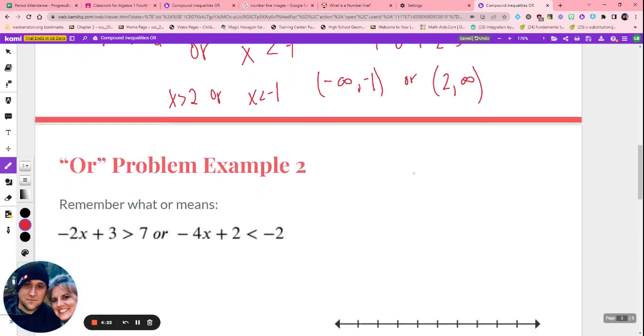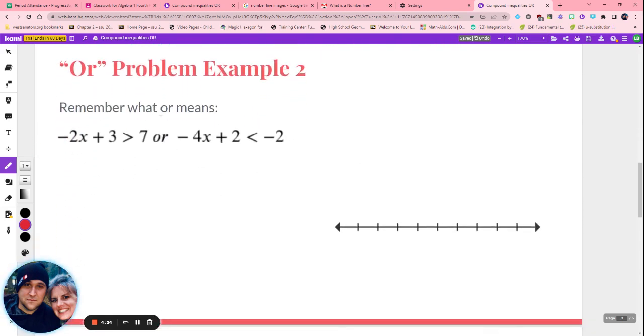All right, let's try another example. Again, continue to think about what the word or means. We want all of this or all of this. So again, subtract 3 from both sides. -2x is greater than, if I subtract 3 from here, that's 0. Subtract 3 from here, that's 4. Divide by -2. I call this the golden rule of inequalities. The golden rule says if I divide or multiply both sides by a negative, I have to flip my symbol. So -2 divided by -2 is a +1. 1 times x is x. -2. Let's do this one over here.